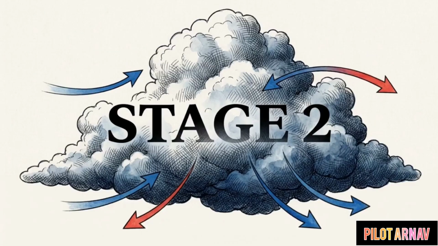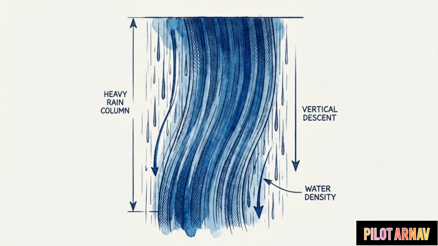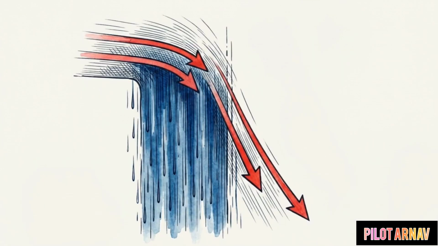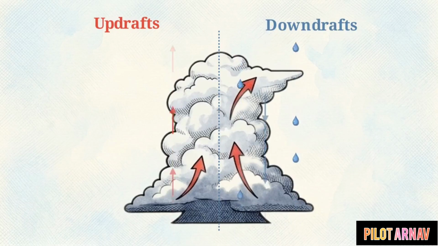The mature stage begins the exact moment precipitation starts to fall from the cloud base, indicating that the weight of the water has overcome the updrafts. Falling water shifts the internal physics of the system. As the rain plummets, it physically drags the surrounding air down with it, initiating a severe downdraft. The cloud now contains a dual environment.